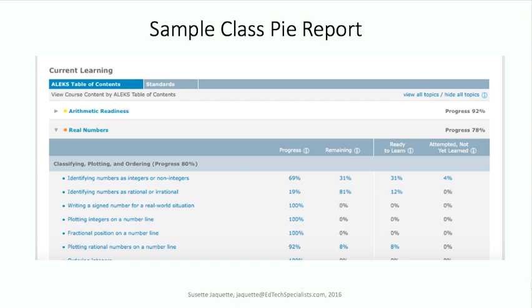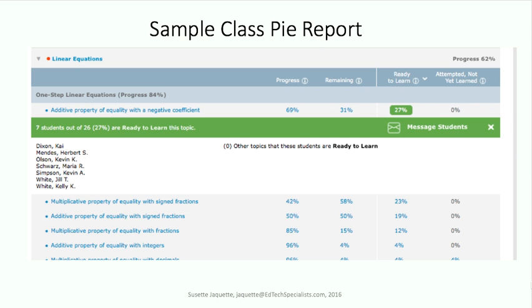If you look to the second topic, identifying numbers as rational or irrational, you see that 81% of the students have not mastered that topic, but only 12% are ready to learn. We're going to dive deeper down into what that means and how the teacher can use this. So here we're actually going to select one of those percents, and it actually gives us the name of those students. So here I selected 27%, and it shows me the 7 students that are ready to learn that topic. This is a very powerful part of ALEKS, and one that allows teachers to really identify working with students with small groups, or do they need to work with them in larger groups, and really what students are ready to learn which topics.